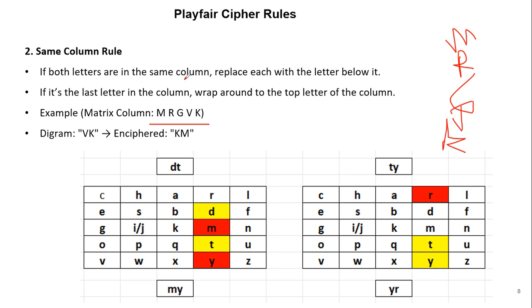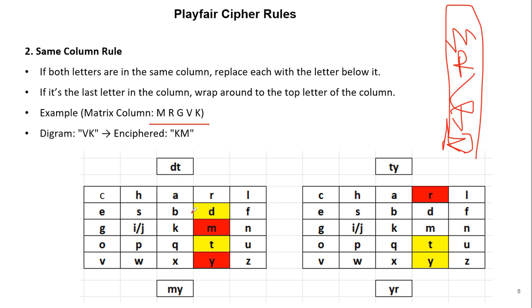If both letters are in the same column, replace each with the letter below it. If it is the last letter in the column, wrap around to the top letter of the column. For example, M, R, G, V, K. If V, K is there, here V's next character is K, and for K the next character is M. So M, R, G, just visualize that this is in the column, and we are going to the next, and for the last character we will see.